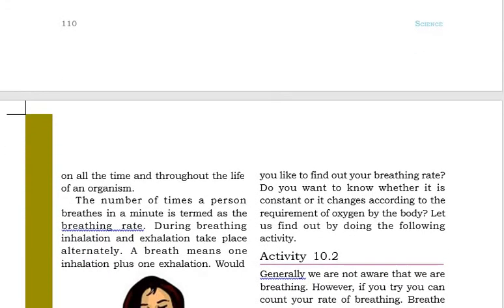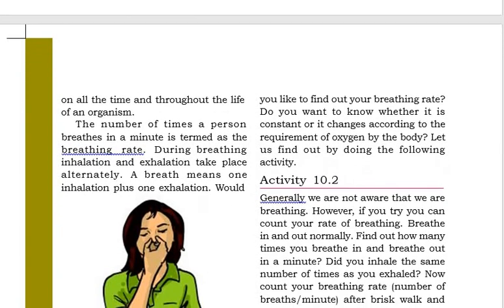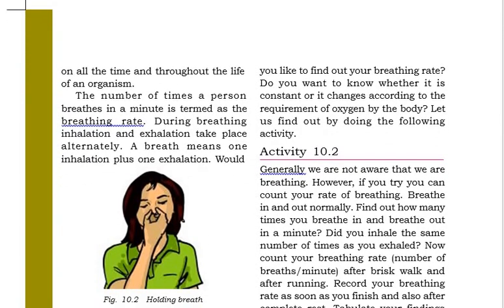Now see the screen here. One lady is closing her nose and mouth and trying to observe how much time she can hold her breath. We can hold our nose, nostrils and mouth closed for only a very short time. Otherwise, it will be very difficult. A person without breathing can't survive.